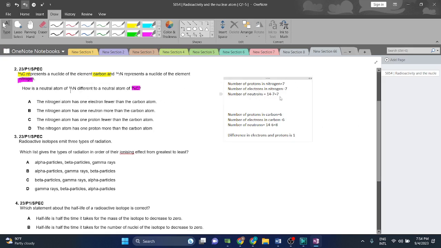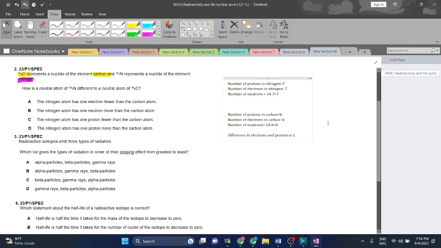So we have calculated 7, 7, 7. Now, the number of protons in the carbon is 6, right? The number of electrons in the carbon is 6 as well, of course. And the number of neutrons in the carbon is 8.